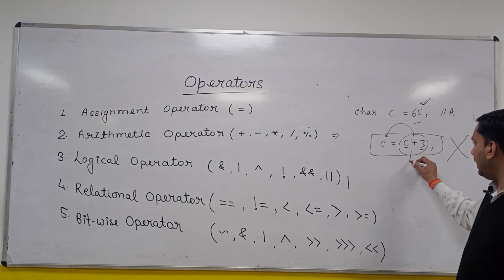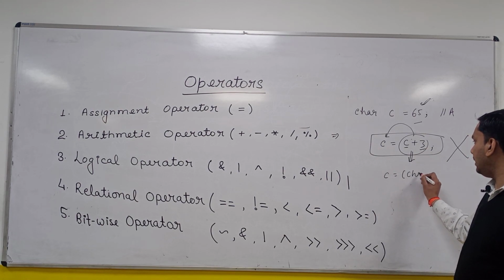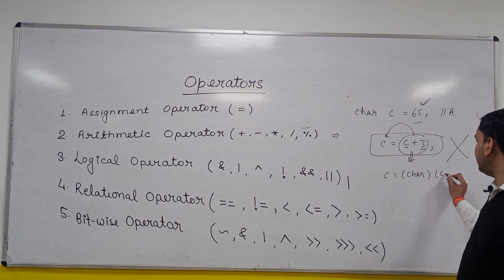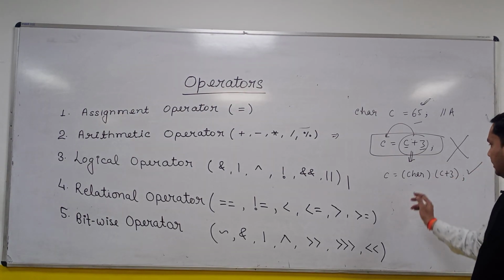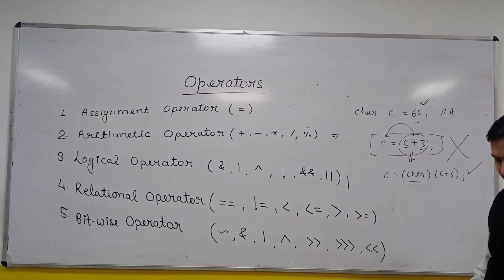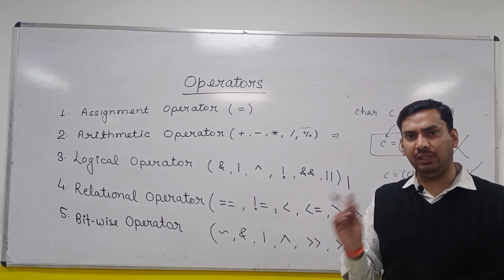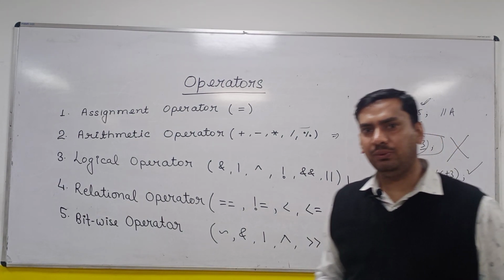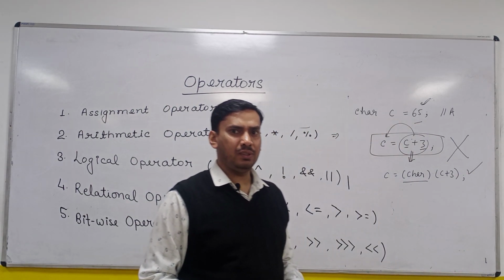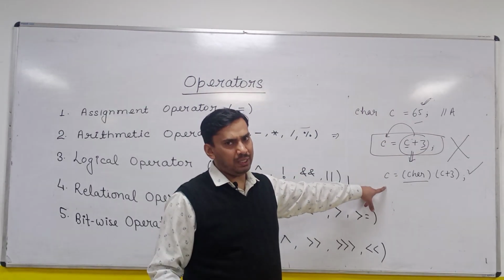If you want to write like this, you need to do the typecasting to char, and you can write (char)(c plus 3). So this is okay. This is explicit typecasting, because I told you char to any number type is explicit typecasting. But during the declaration you can assign some int type of value to the char variables. Fine, so this is the solution. You can do it like this.